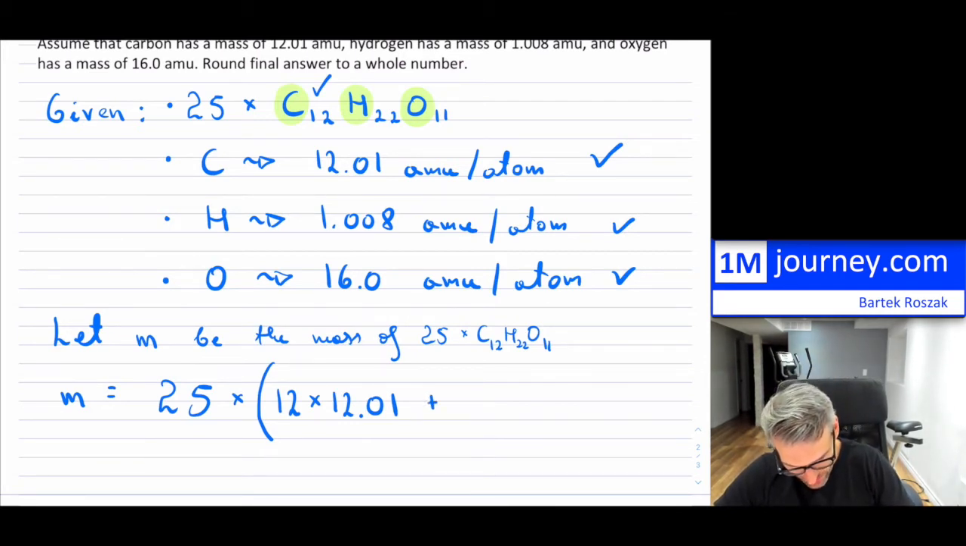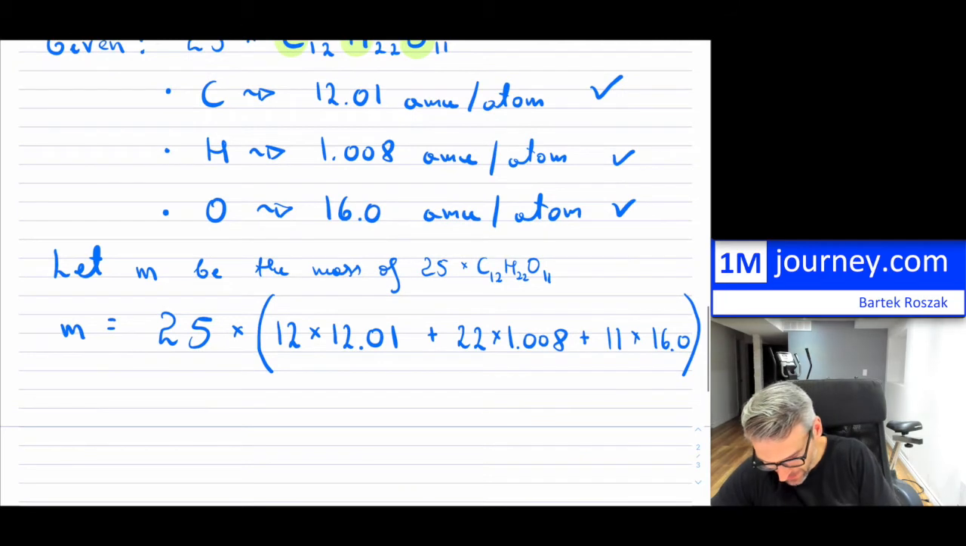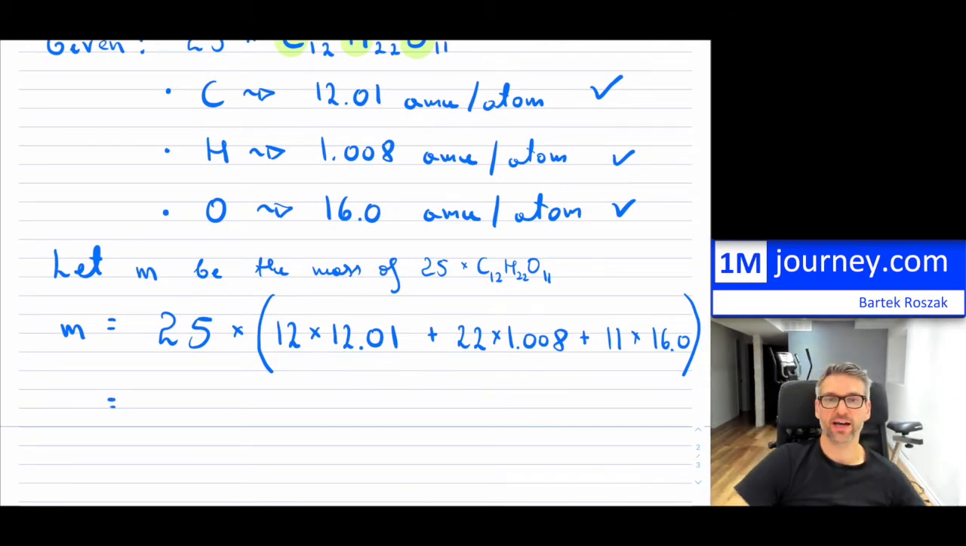Plus, I need 22 of these hydrogens. So that's that. And then finally, I need 11 of these oxygens. I'm going to close the bracket there. And now I have the entire thing that I want. So I can take out my calculator and compute this whole thing. Now, how you compute it is up to you. Just make sure you use the correct order of operations within here. So you can compute the whole bracket first, if you like.